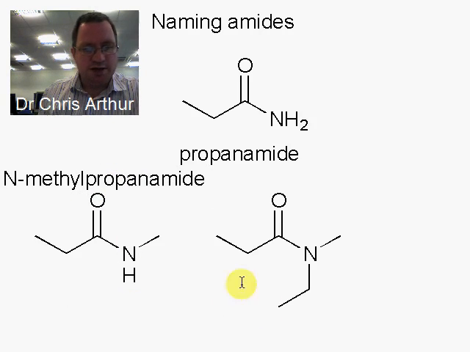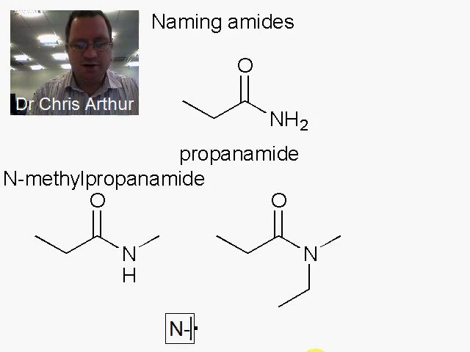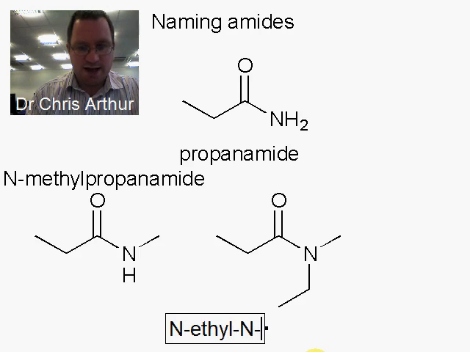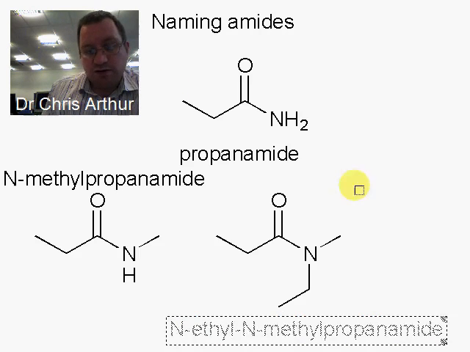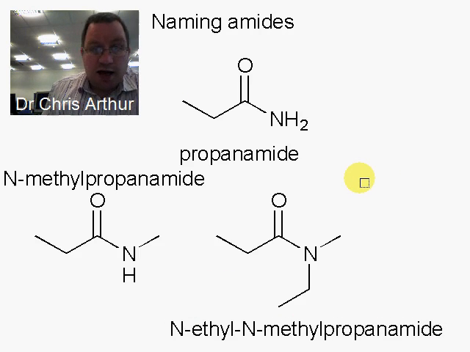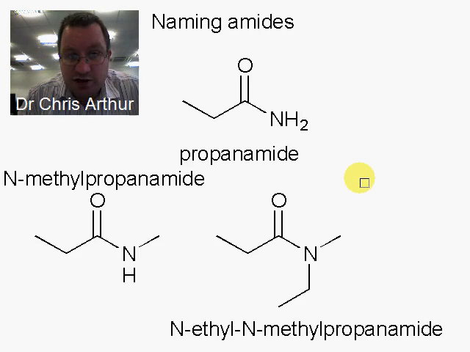And in this case we have an N-methyl and an N-ethyl group. We do these alphabetically if you remember. So we have N-ethyl, N-methyl, propanamide. Okay, and that's it. Very straightforward in naming these simple amides.